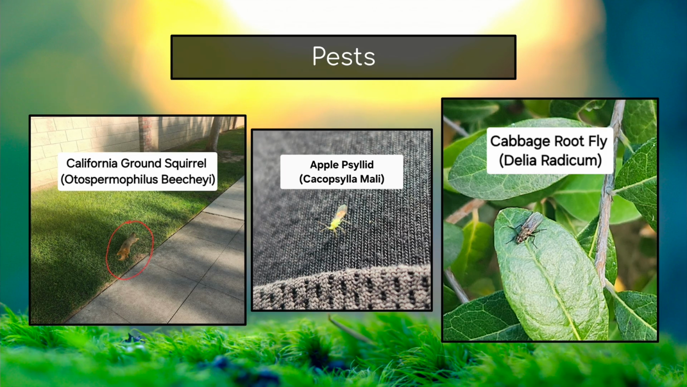Now we get to the non-plant section of the survey. On this slide, I have identified different types of pests, including the California ground squirrel, apple psyllid, and the cabbage root fly. Pests are creatures that have an antagonistic relationship with plants, as they benefit from consuming plants while the plants are hurt in the process.